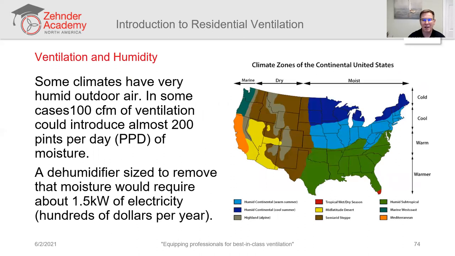And then with the humidity, because 20% of our country in the US, at least 20%, is living with humidity most of the year. And a lot of the rest of us are living with humidity during a good chunk of the year. In a hot, humid climate, that ventilation rate might cost somebody 200 pints per day of moisture. That's a good sized dehumidifier. So this is the energy penalty of ventilation.